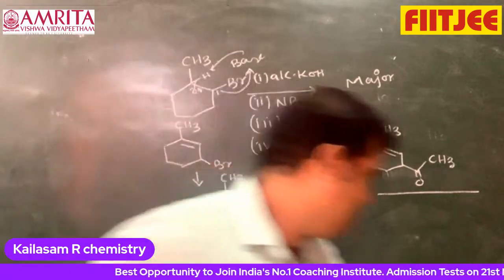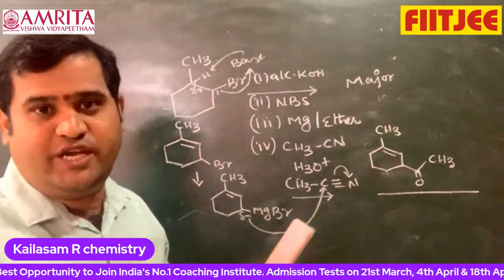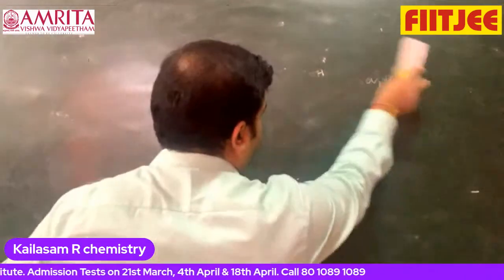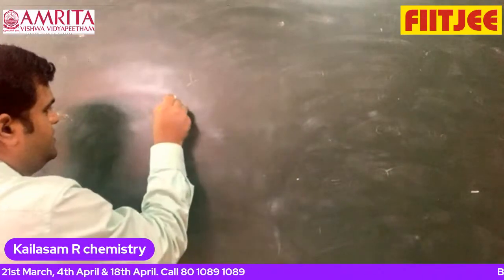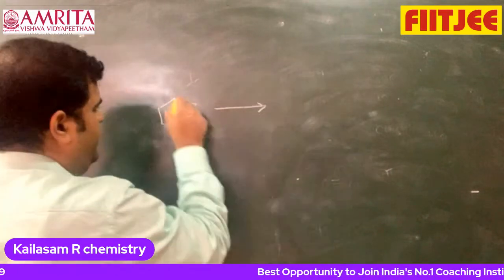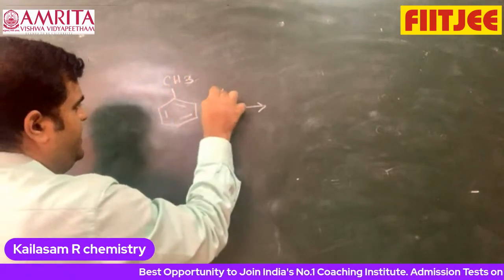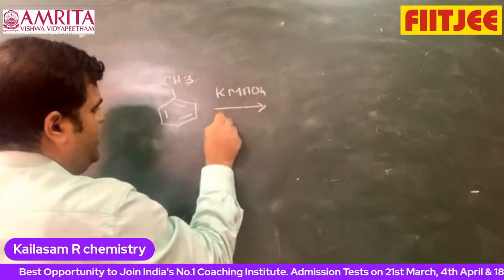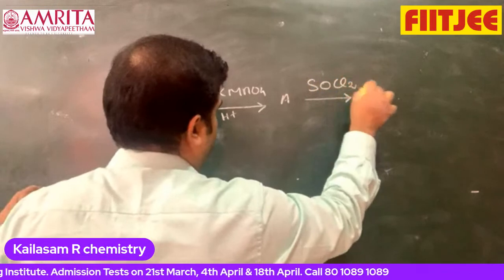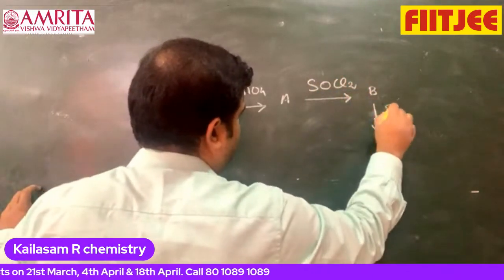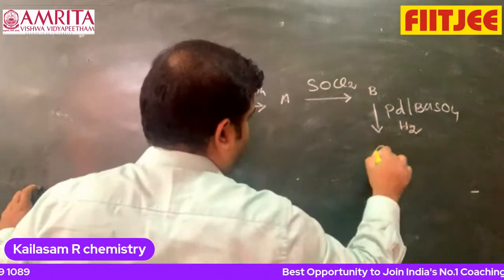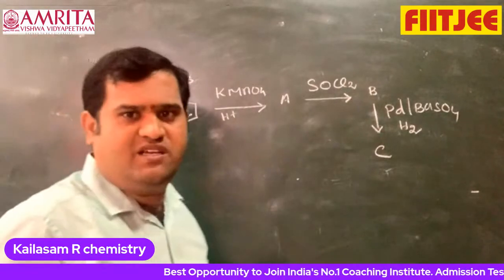And one more question. Look at this. This is a 2015 JEE Mains offline question. Let us take benzene as toluene. They take KMnO4 in acidic medium, which gives A. Then SOCl2 gives B. Then palladium, barium sulfate, H2 gives C. Find out A, B, C respectively.